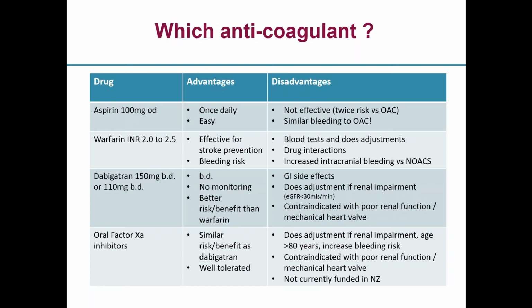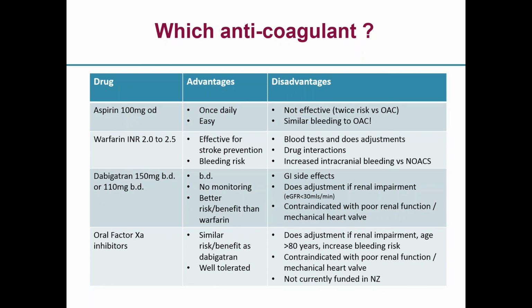And then the other anticoagulant that's now widely available and used in New Zealand is Dabigatran, and that has the advantage that you don't need monitoring. The dose is fixed, or at least it can be adjusted according to bleeding risk, renal function and age. But you can decide on the dose and give it. Overall, it has a slightly better risk-benefit ratio than warfarin. But it does have some side effects.